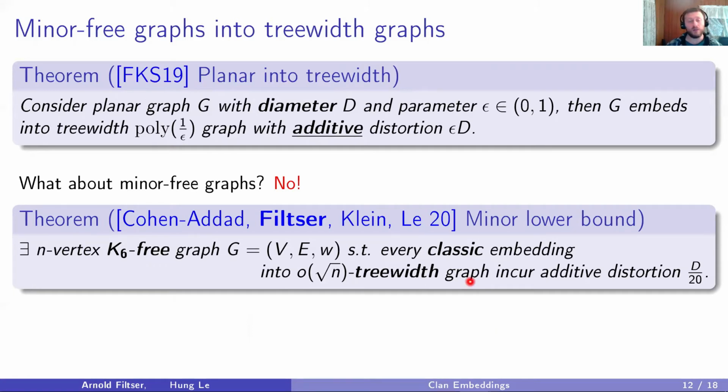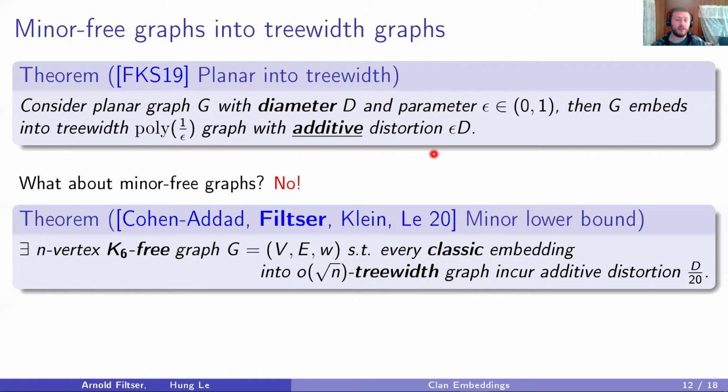So already as you start being planar, everything falls apart, such that every classic embedding into a graph of treewidth smaller than square root n incurs additive distortion at least D over 20. I mean, some constant D. And you cannot go to epsilon D as one might wish. Okay, so this is bad.